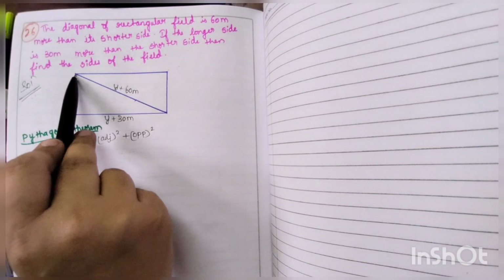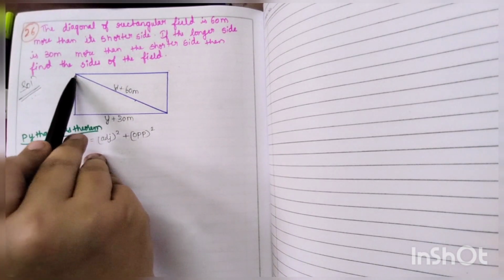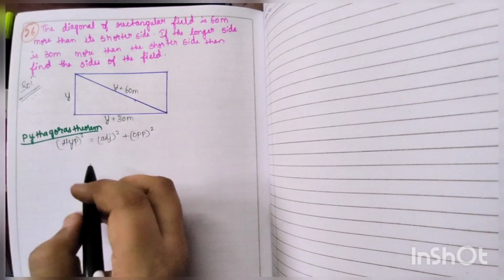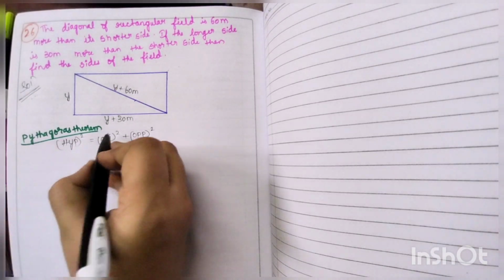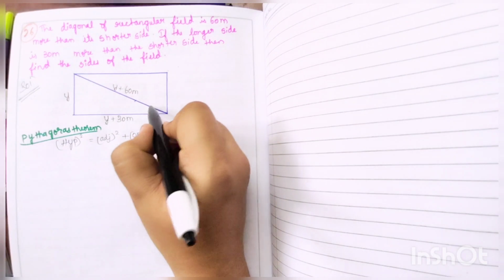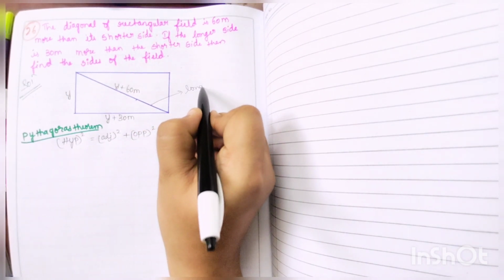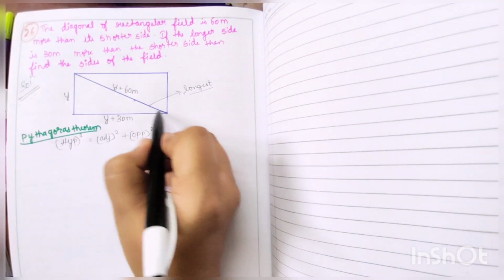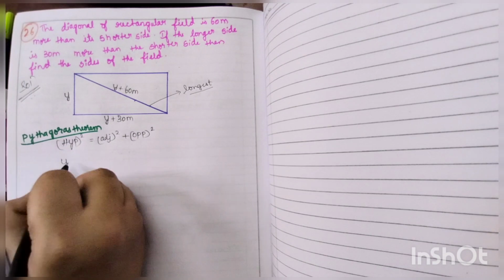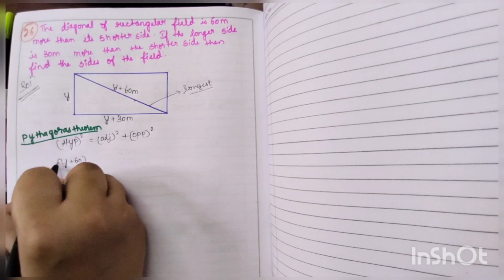So now this is a triangle, correct? Right angle triangle. So that is nothing but, substitute, which is the hypotenuse side, which is the longer side, the longest. That is nothing but the hypotenuse side. Hypotenuse is (y plus 60) the whole square.